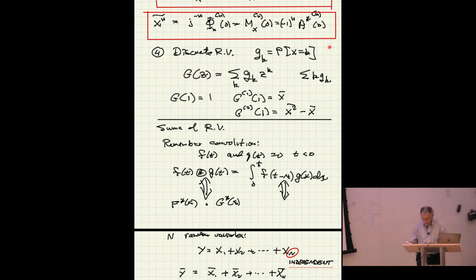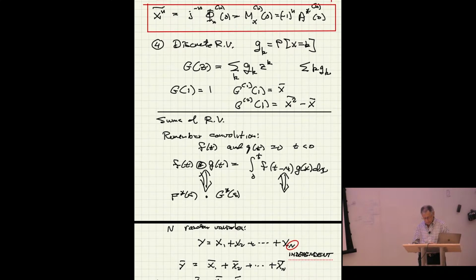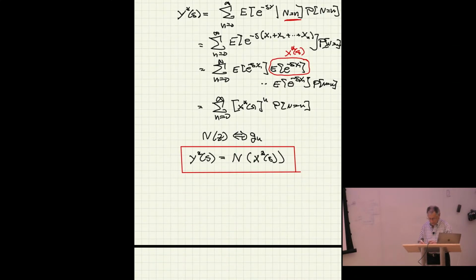This was a more general case. Below here was a specific sum case. But if you're more comfortable, you can write G of z here as well. Just a notational issue. Okay.